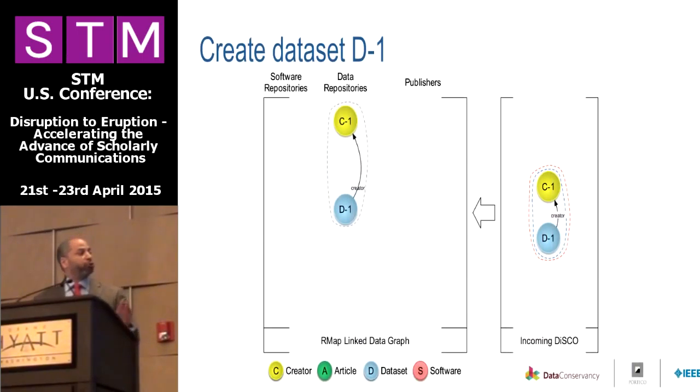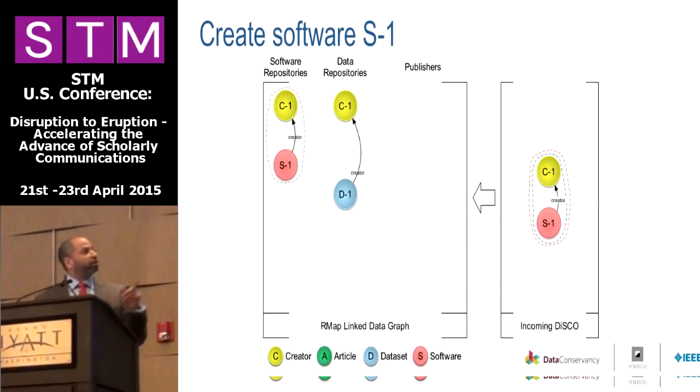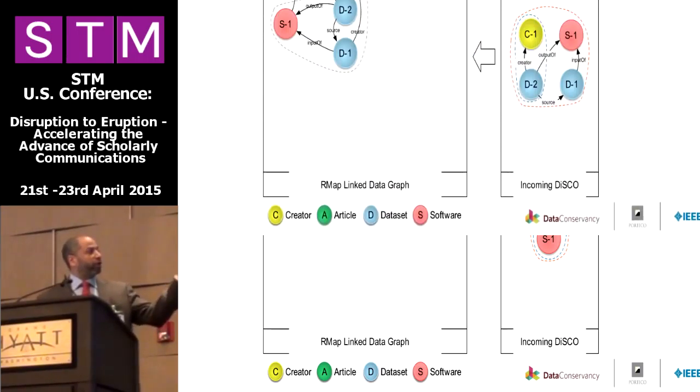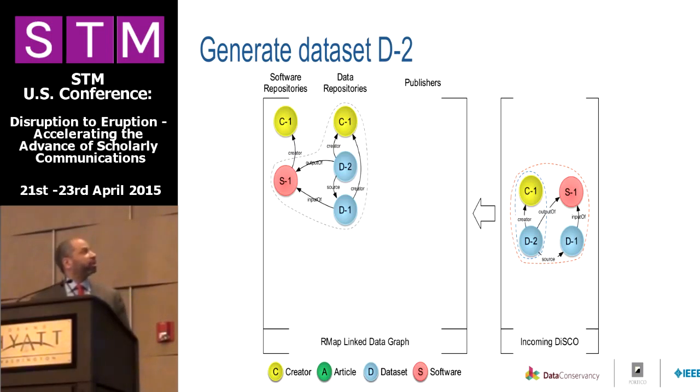And now I'm going to walk through, over on the right-hand side, you'll see an incoming DiSCO. On the left, the RMAP linked data graph. And over time, as objects come in, a data set is created. In this case, there's a contributor or a creator, and that data set, D1. Now some software is being registered. It happens to be coming from a software repository, and now the graph consists of these things. And so I'll walk through this. From that software, data set D2 is generated using D1 as input.